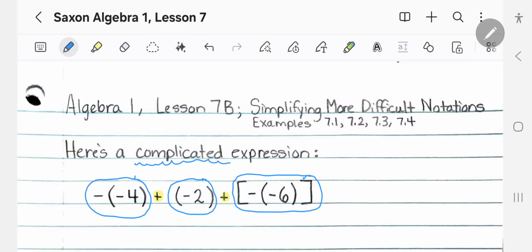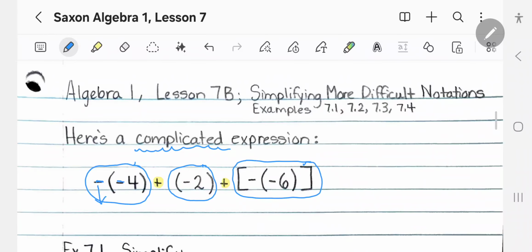So the previous lesson talked about a different way to think about this symbol. We can think of this as the opposite of the opposite of 4, or we can think about it as the opposite of negative 4. Well, what's the opposite of negative 4? Well, that would just be positive 4. That's a lot simpler. We can bring down our plus sign. Here we have a negative 2, or the opposite of 2, which is a negative 2. So we'll leave it like that.